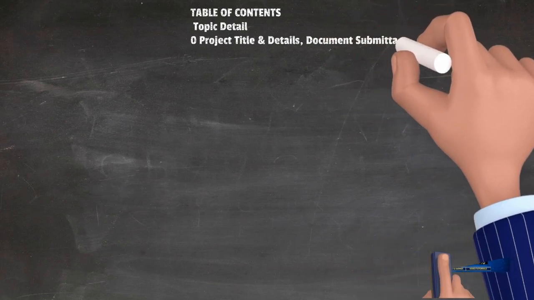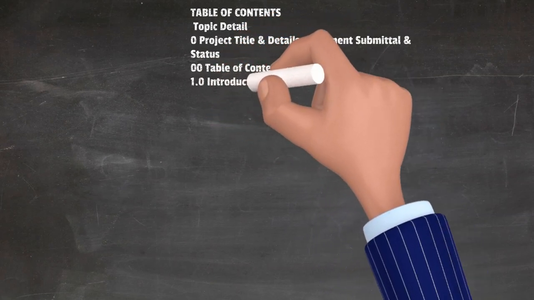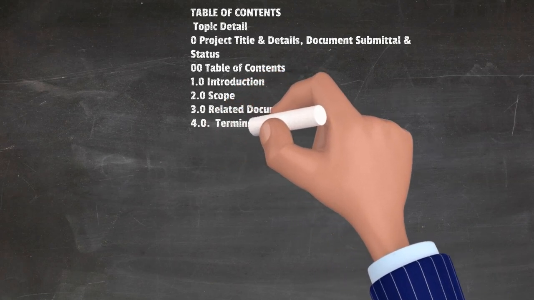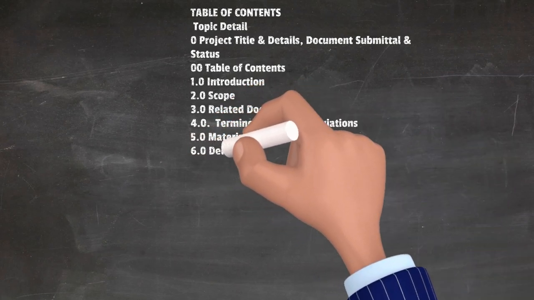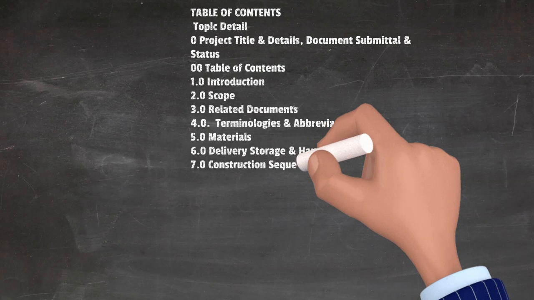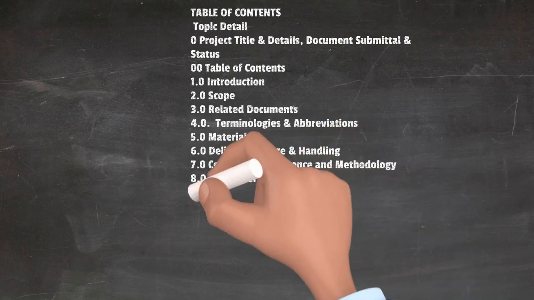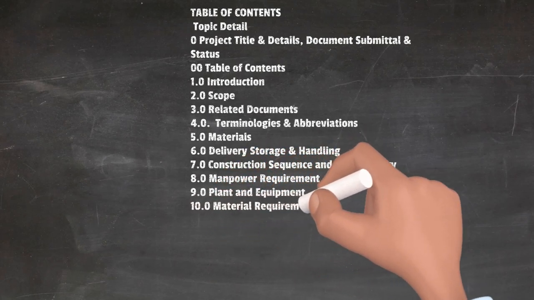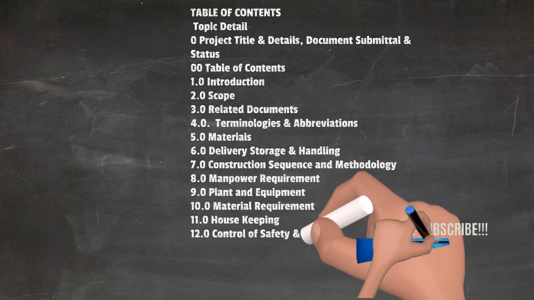00. Table of Contents. 1.0 Introduction. 2.0 Scope. 3.0 Related Documents. 4.0 Terminologies and Abbreviations. 5.0 Materials. 6.0 Delivery, Storage and Handling. 7.0 Construction Sequence and Methodology. 8.0 Manpower Requirement. 9.0 Plant and Equipment. 10.0 Material Requirement. 11.0 Housekeeping. 12.0 Control of Safety and Health Hazards. 13.0 Training.